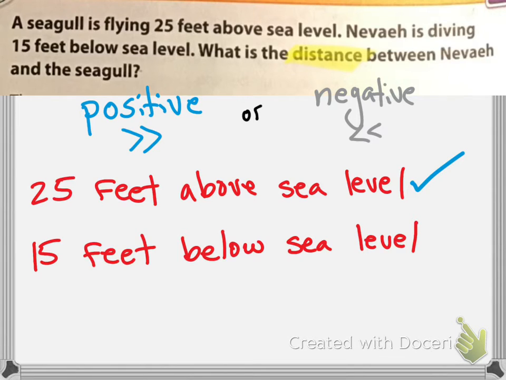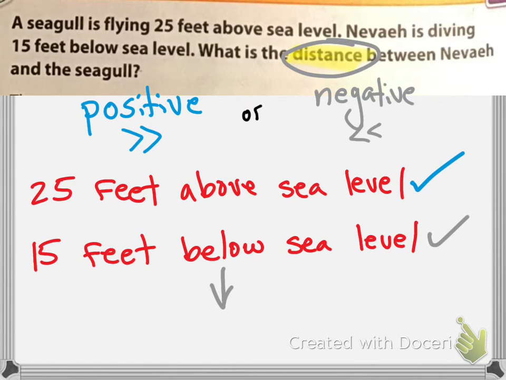What about the next one? 15 feet below sea level. Is that positive or is that negative? And what do you say? 15 below. Yes, it's negative, because it's below sea level. But it's asking us for the distance.